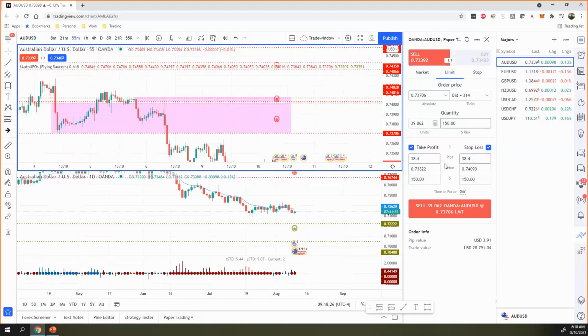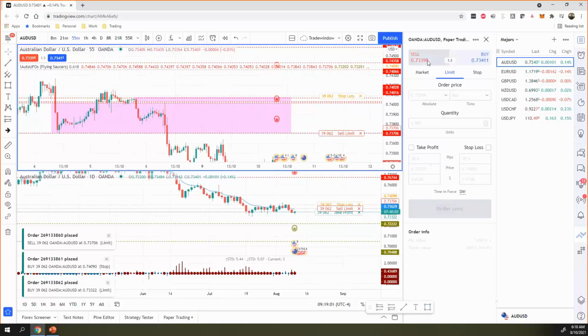So that's a 1-to-1. I'm actually just going to leave this on for a month, let's call it. All right, so we're going to sell the Aussie at 73,706. We're going to take profit 38.4 pips down, meaning 73,322. And our stop is going to be above at 74,09. So we're going to go ahead and click that right there. I'm just going to save this here.